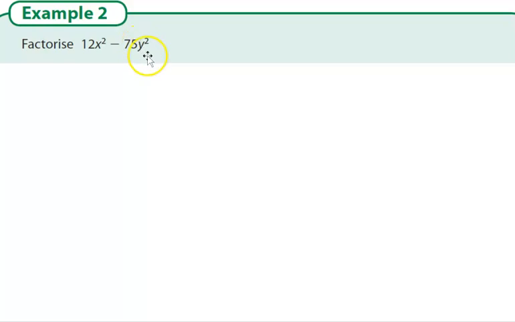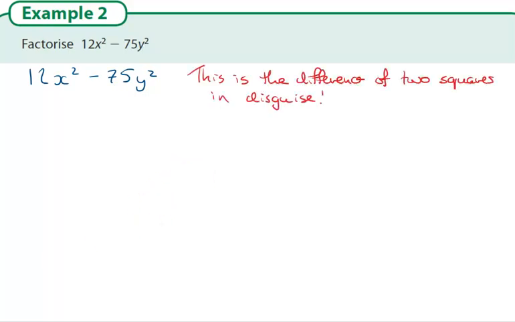Factorize 12x squared minus 75y squared. So again, we have what looks to be the difference of two squares, but we actually have to be very, very careful. So we have a minus, so that's a difference. x squared is a square number, and y squared is a square number. But 12 is not a square number, and 75 is not a square number. So what we actually have to do first, and what we should always try first, is the highest common factor method. So this is the difference of two squares, but it's in disguise. So before we can do the difference of two squares, we have to first do the highest common factor.